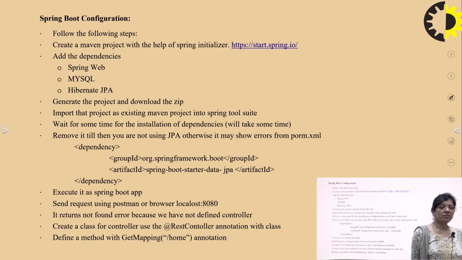After this, we have to wait for some time for the installation of dependencies. Then remove JPA till you are not using it, otherwise it may show some error from pom.xml. Then execute as a Spring Boot app and send a request from Postman or browser to localhost 8080. After that, it returns a not found error because we have not defined a controller. Then we have to create a class for the controller, use the @RestController annotation with the class, and define a method with the @GetMapping annotation. So this is how we can configure Spring Boot.